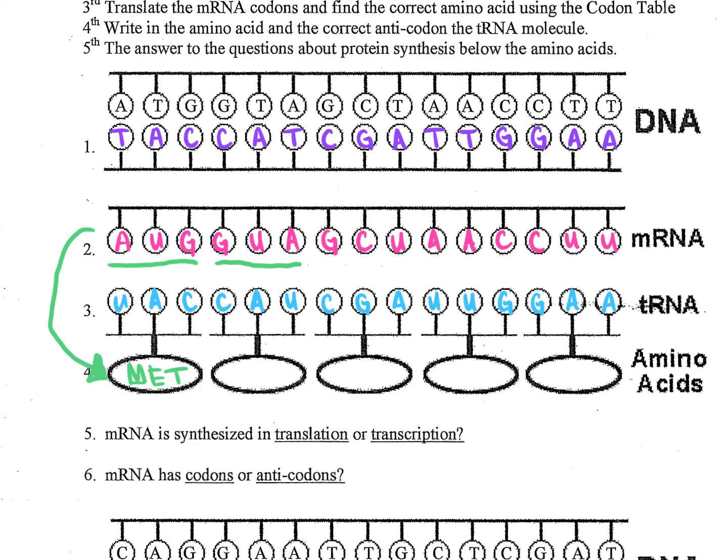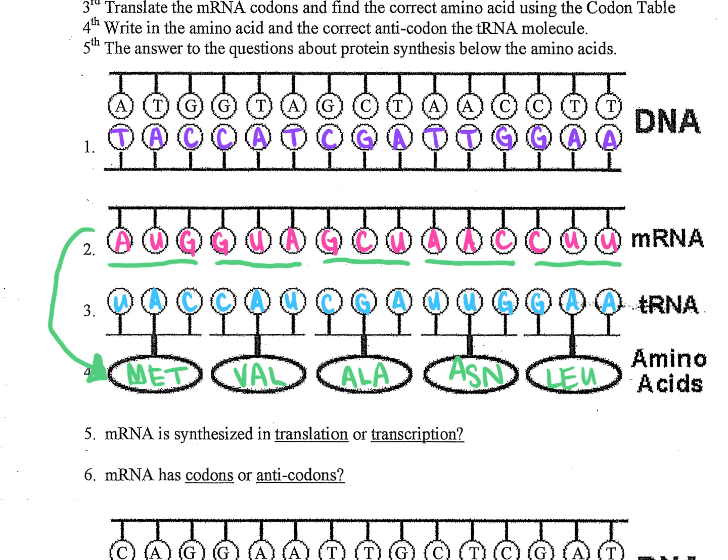So now we're looking for GUA. Okay. That codes for Val, so we're just going to write VAL. Then we're looking for GCU, ALA. AAC, okay. If you don't know how to say it, you can also just say like ASN. And then finally, what does CUU code for? Good. LEU. Good.